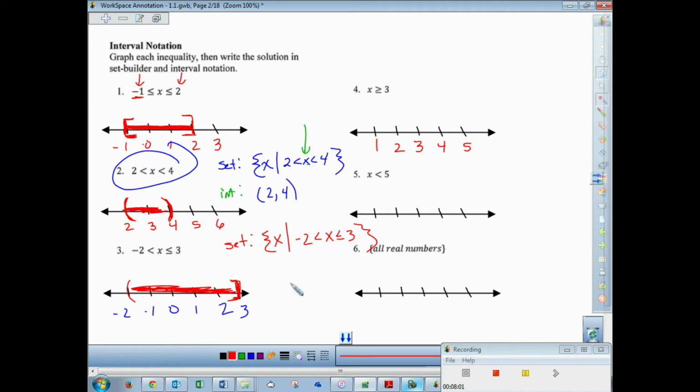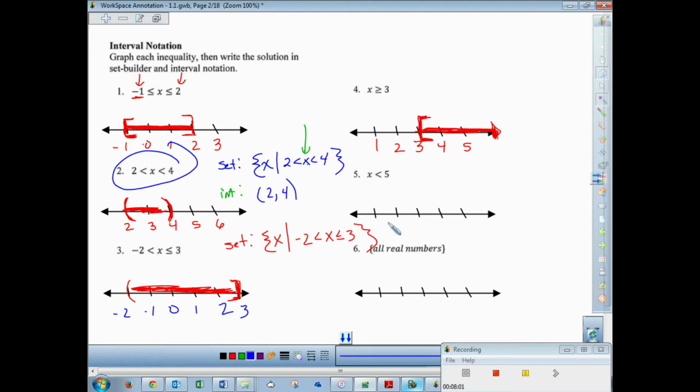3 does count because of the equal to bar, so I will put a bracket. Since that's a greater than symbol, I'm making the bracket go in this direction, pointing to where my actual ray is going to be. Again, I don't care on your homework quiz next time if you use open dots and closed dots, or if you use brackets and parentheses. It's up to you, right? If it's right, I will count it right. And if it's wrong, I will count it wrong.